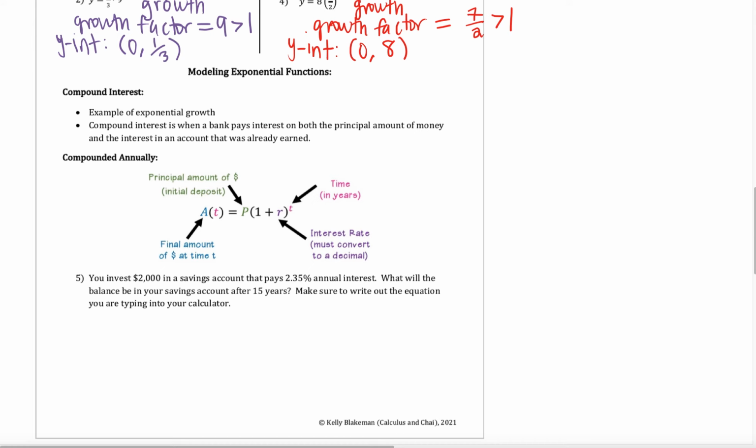We have the equation A of t equals P times the quantity 1 plus r to the t. Let's talk about all the pieces of this. A of t is representing the final amount of money at a given time t. P is the principal amount of money, or our initial deposit into the bank. R is the interest rate, and we have to remember to convert that to a decimal. And t is the time in years for this scenario.